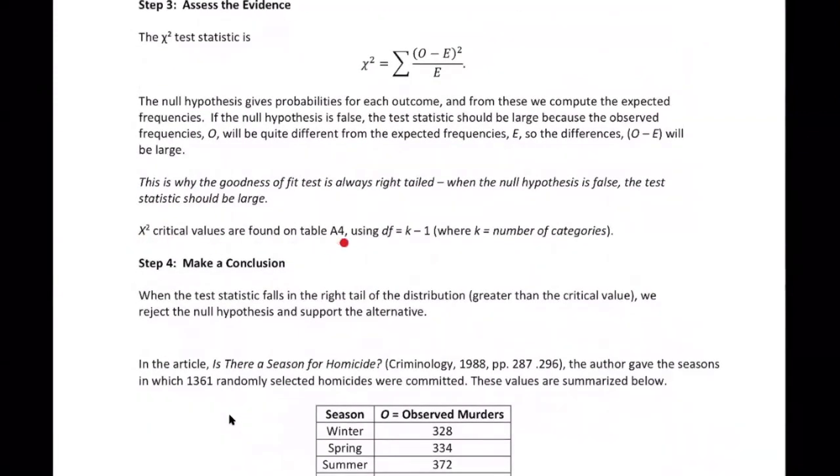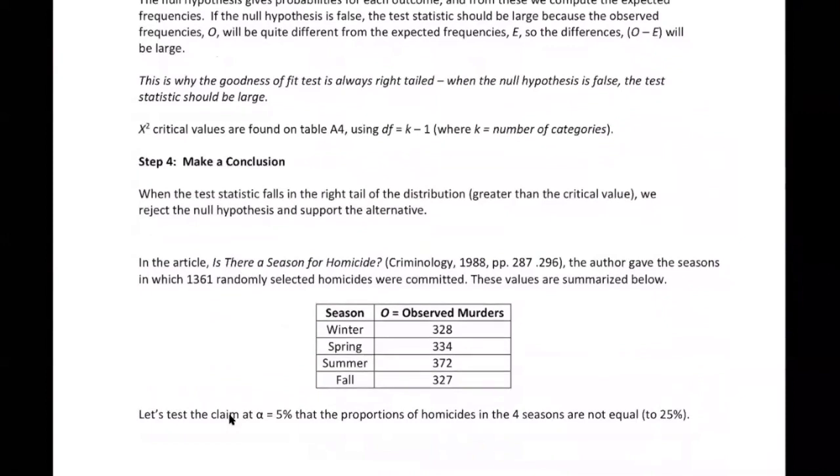Chi-square critical values are found on table A4 using k minus 1 degrees of freedom, where k is the number of categories. That's different from the sample sizes. So you have to, in these last sections, keep track of the number of categories and the sample sizes. So it's a little pain.